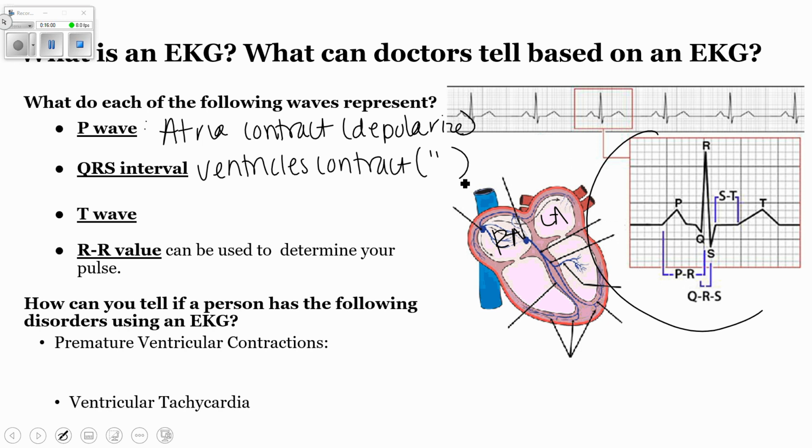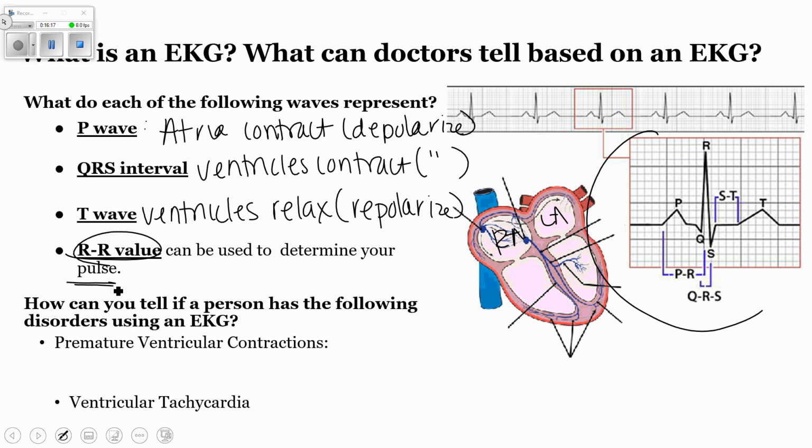Your T wave is going to be when your ventricles relax. Now, when we say relax, another word that you can use is repolarize. Finally, we have this R to R. That's telling you what your heart or your pulse rate is.